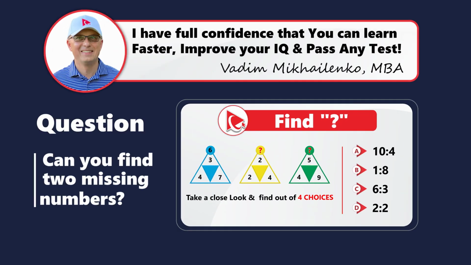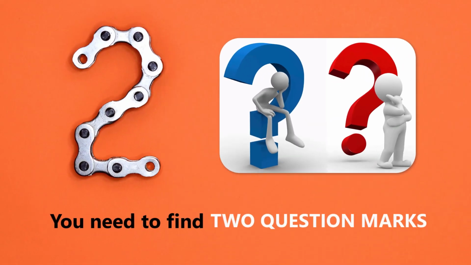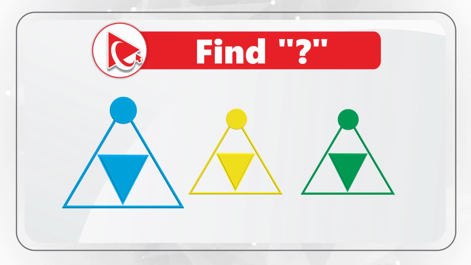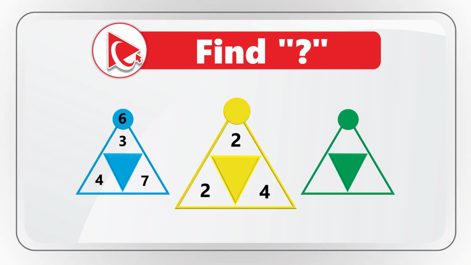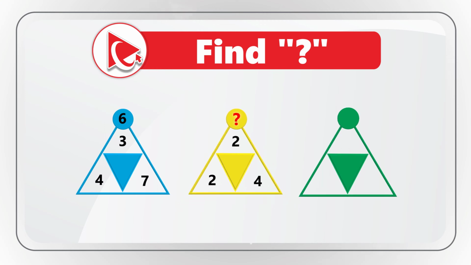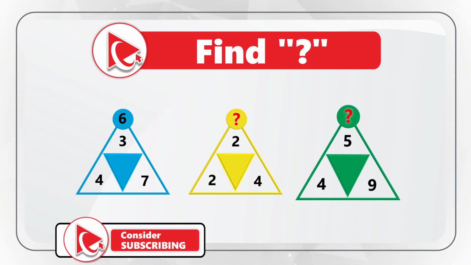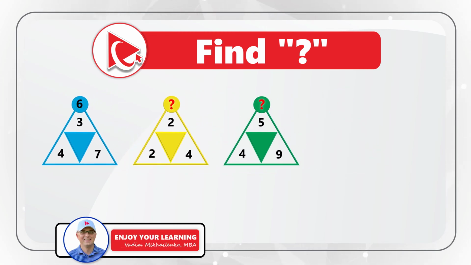Here's an absolutely phenomenal question, which is absolutely not obvious how to solve. Instead of 1 question mark, you need to find 2 question marks. You're presented with 3 triangles. All triangles have a circle on the top. Blue triangle has 3 numbers inside. Starting from the top, the numbers are 3, 7, and 4, and the number on the top is 6. Yellow triangle has numbers 2, 4, and 2, and there is a missing number on the top. Green triangle has numbers 5, 9, and 4, and a missing number on the top. Take a close look to see if you can find the 2 missing numbers and select out of 4 different choices.